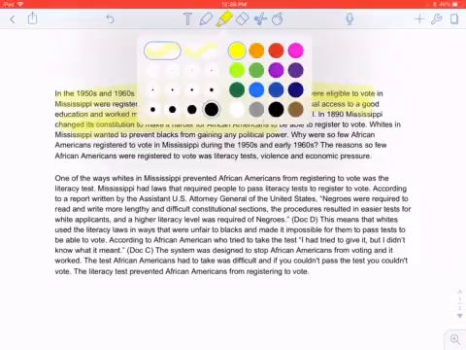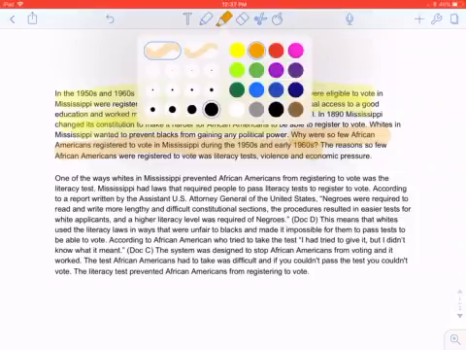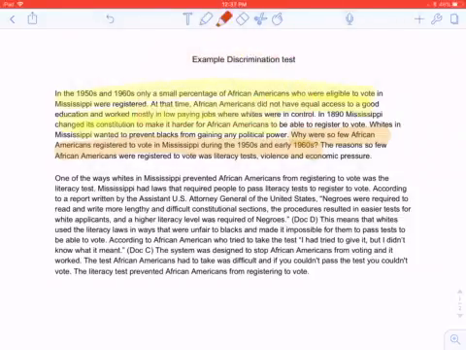Okay, the next thing we need to do is restate the question. And here it is right here. This is just right on the DBQ. Why were so few African Americans registered to vote in Mississippi during the 1950s and 1960s? Then we are going to have our thesis statement. The reason so few African Americans registered to vote was the literacy test, violence, and economic pressure. Those are three different reasons why there were so few African Americans registered to vote in Mississippi.